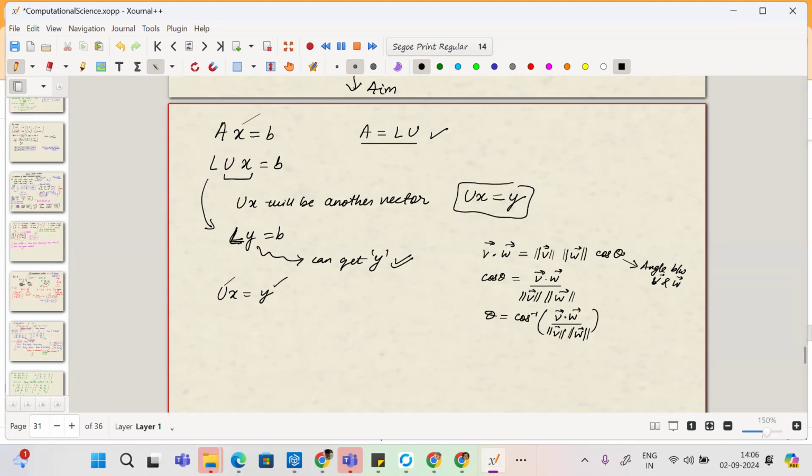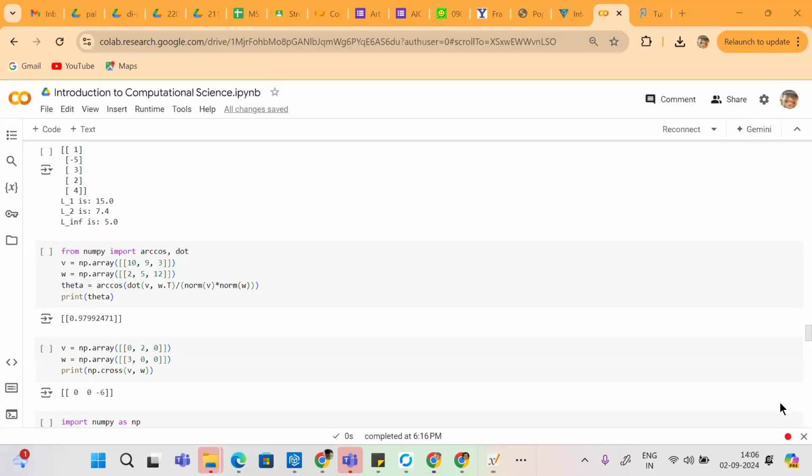Okay. If we return to our coding, can you see again that these are the two vectors v and w, row vectors. I am taking the arc cos, that means it's just like cos inverse. Okay, arc cos of the dot product of v and w transpose. You have to take into account the size of the two vectors, norm of v and norm of w. So that just gives you the angle over here.